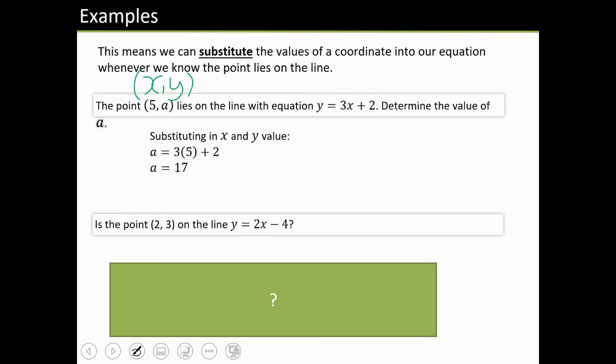Another question they may ask you is: is the point (2, 3) on the line y is equal to 2x minus 4? So what we need to do is try and prove algebraically if this point is on the line. Let's say this is y is equal to 2x minus 4. Is the point (2, 3) on that line?